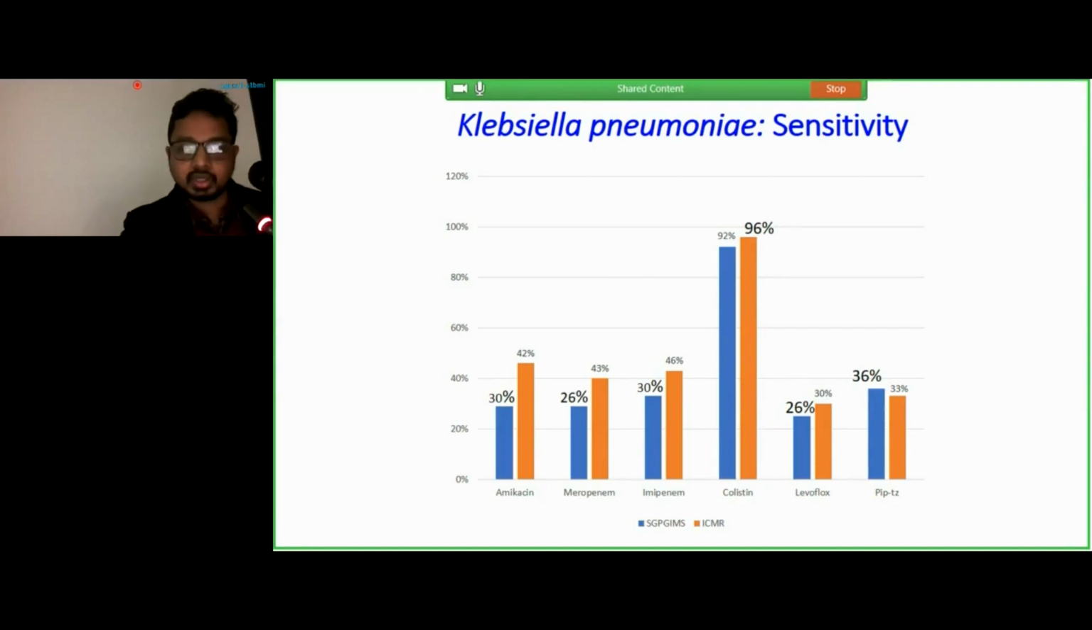Among the carbapenems, for Klebsiella around 30% and 26% are sensitive to imipenem and meropenem, which is around 46% in the ICMR data. Among amikacin, 30% of our Klebsiella isolates were sensitive, followed by levofloxacin 26% and piperacillin tazobactam around 36%. So our data is comparable to the ICMR data for colistin, and carbapenems, amikacin and levofloxacin are slightly lower than the ICMR data.